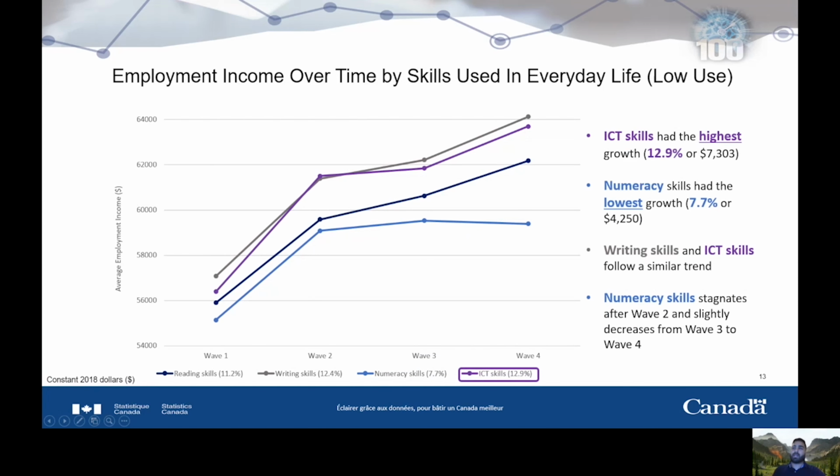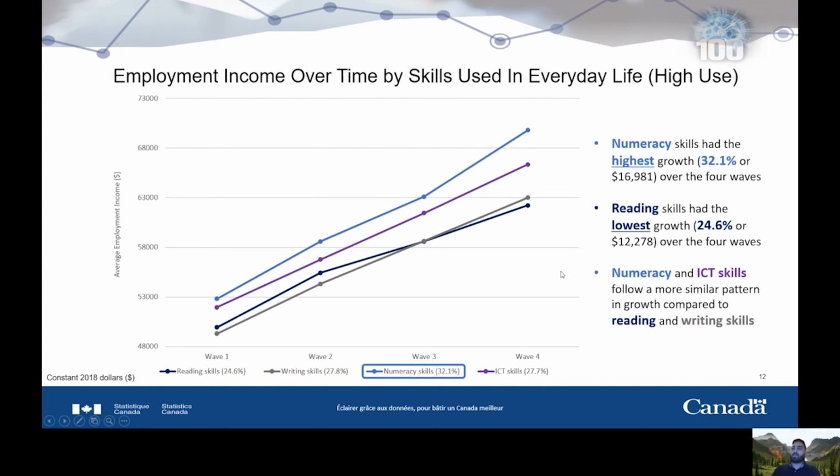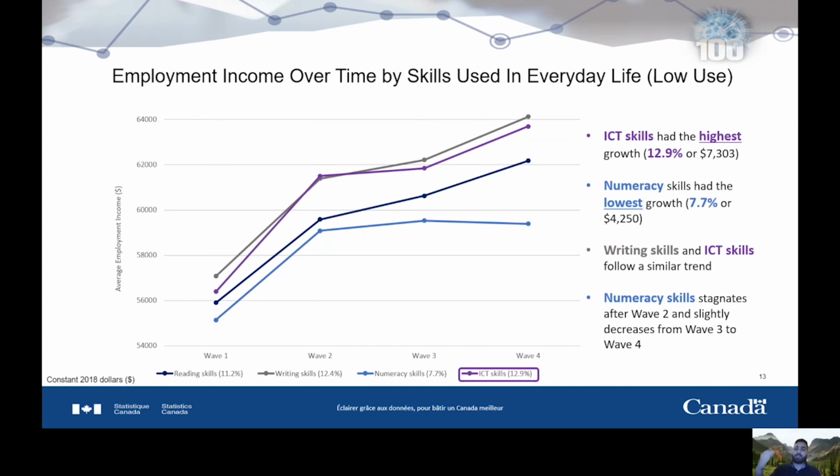Now, for those who use skills in everyday life less often, we see that clearly there is not much growth overall in earnings. 11%, 12% is fairly moderate. Writing skills and ICT skills follow a similar trend, whereas numeracy and reading kind of stagnate after the second wave. Interestingly, there's over 4 times the amount of growth in employment income when numeracy skills were used outside of work frequently compared to when they were used less frequently. So here it's 7.7, and then when numeracy skills were used in everyday life frequently, it was 32, and that's over 4 times growth.